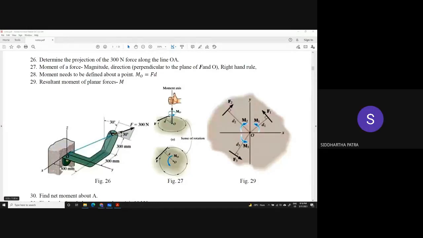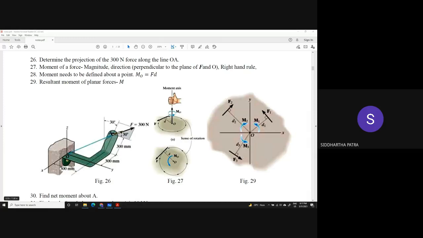450 I cap is fine. 300 J cap is also fine. And plus then 150 root 3 K cap. Okay. So now you can get the unit vector along OA. Yes, sir.